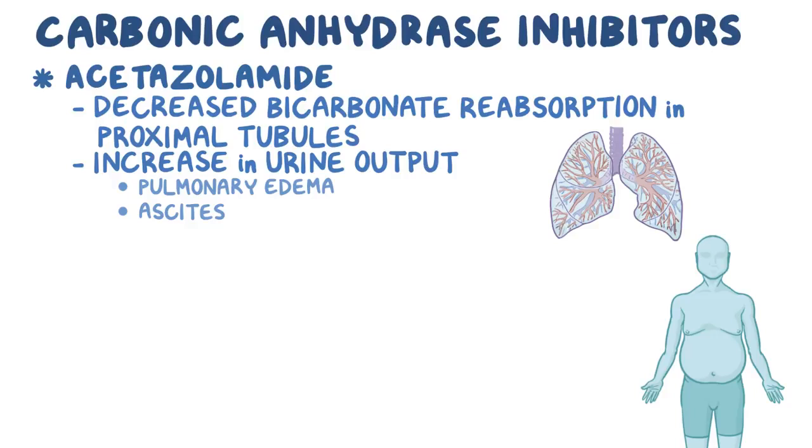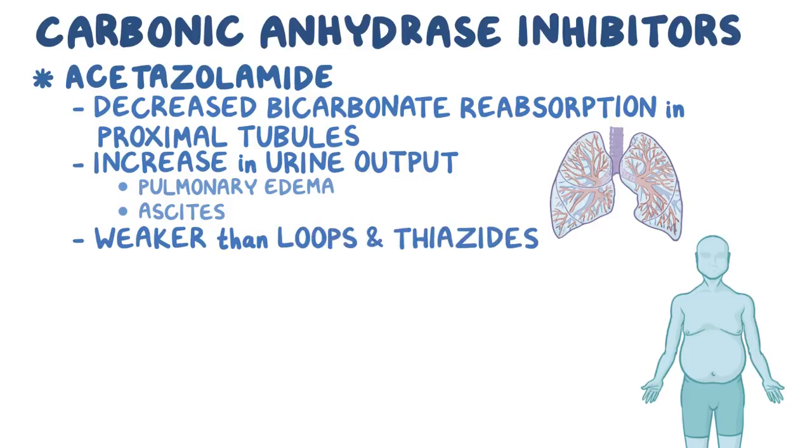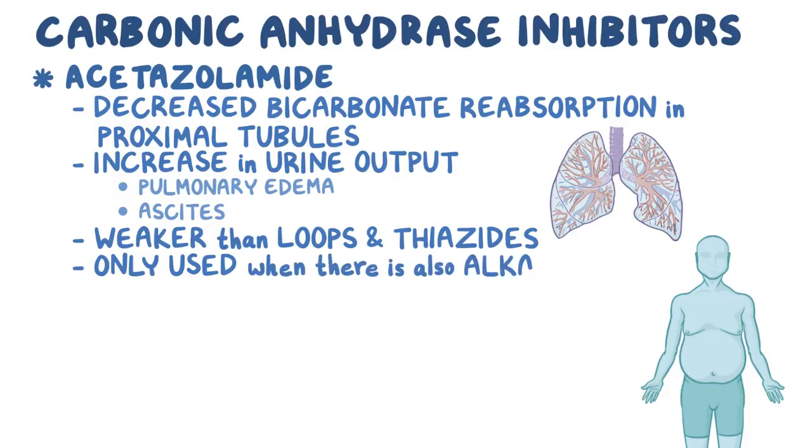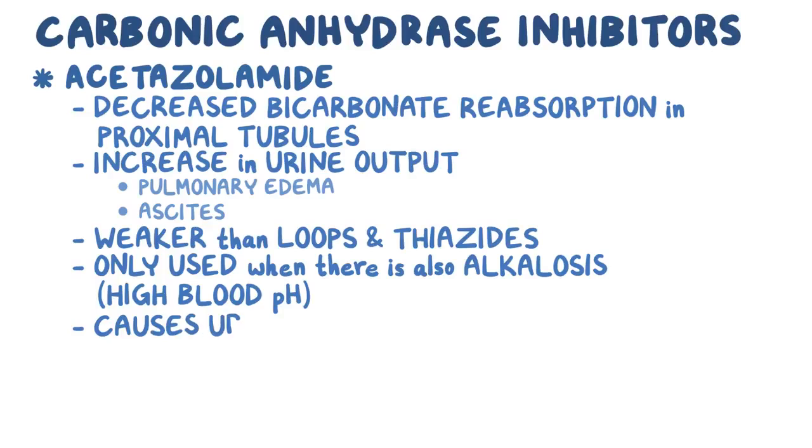As a diuretic, acetazolamide is much weaker than other classes of diuretics, like loops and thiazides, so it's only used to treat edematous states where there's also alkalosis, or a high blood pH. It also causes urine alkalinization, or an increase in urine pH.